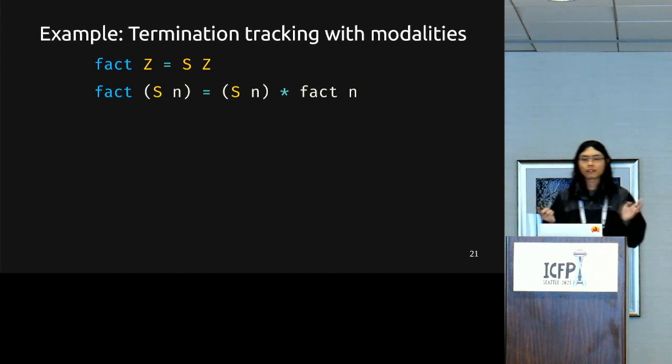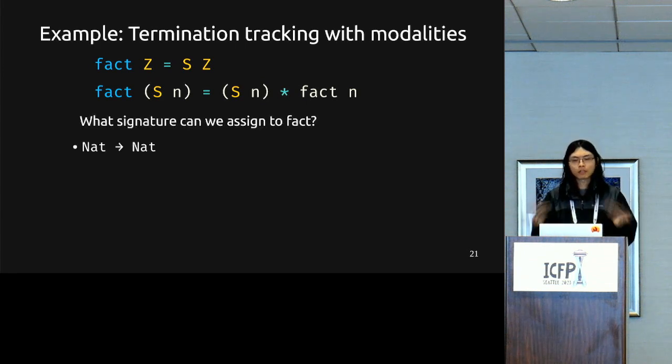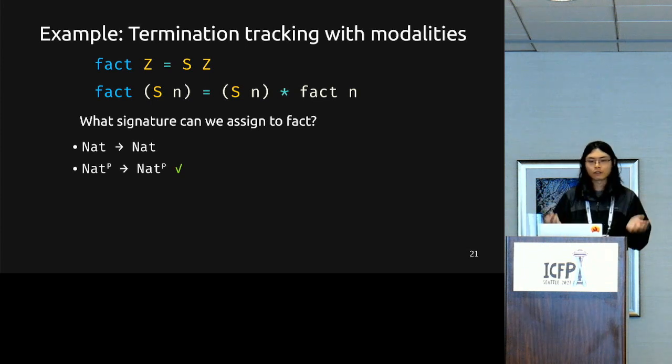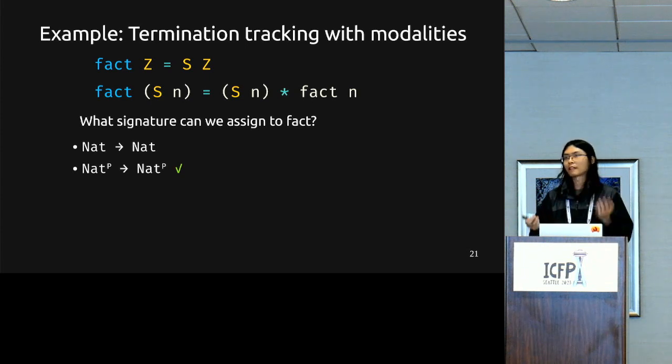First, let's look at the familiar definition of the factorial function. Without modalities, it's apparently a function from Nat to Nat. With modalities, we can assign fact to be a function that takes a programmatic Nat as input and produces a programmatic Nat as an output. This corresponds to not imposing any termination checking at all. We don't enforce termination checking at the call site of the function either. And in fact, all existing Haskell programs from Nat to Nat can be assigned this type signature.